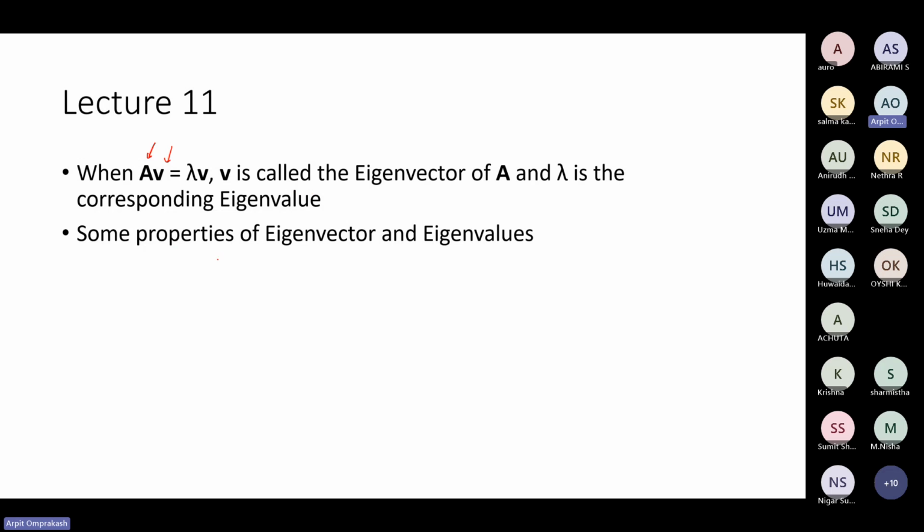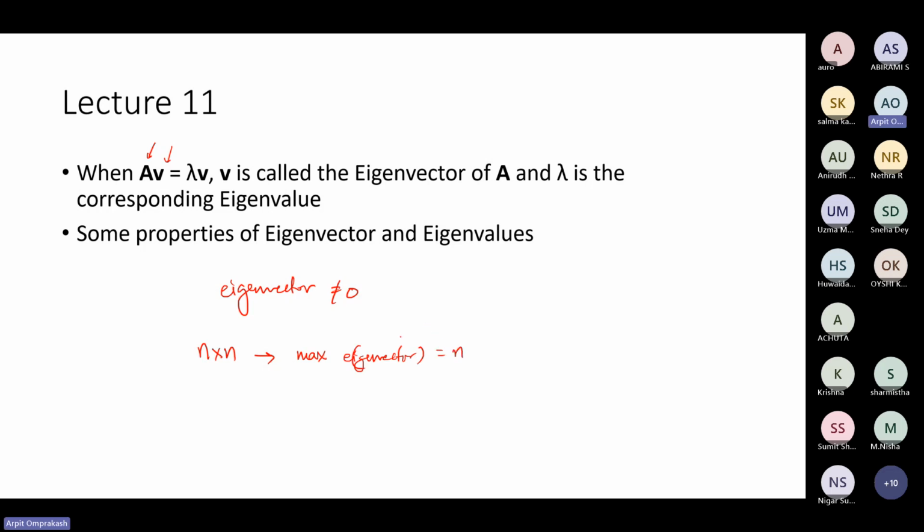Sir also told about some properties of eigenvectors and eigenvalues. Eigenvectors cannot be zero, because then it's trivial. Zero into anything will be zero, right? Then sir also told that eigenvectors and eigenvalues are only defined for square matrices. If we have a square matrix with dimensions n cross n, then the maximum number of eigenvectors that it can have will be n.